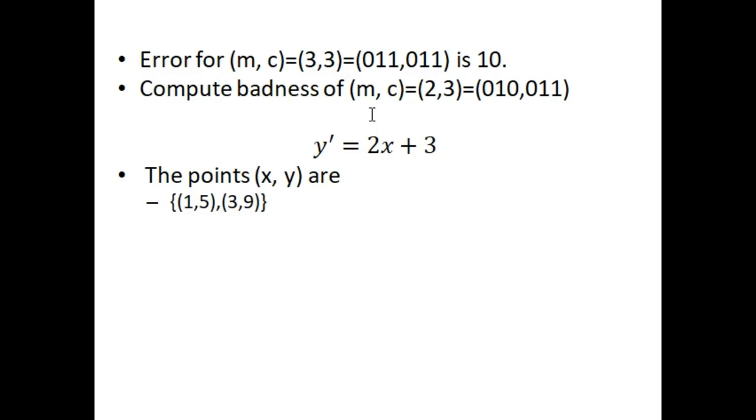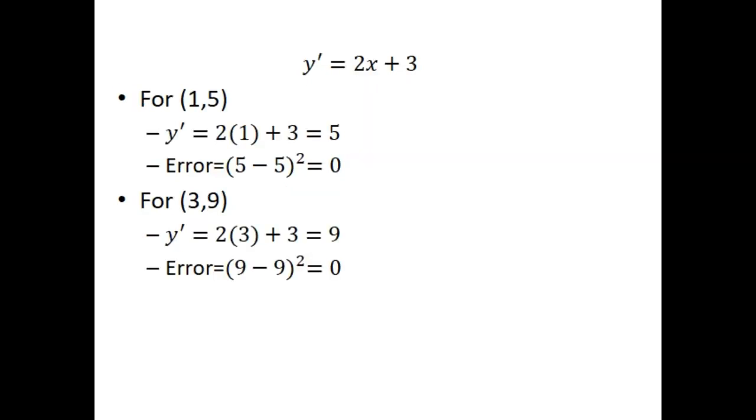So now I will compute the badness for 2, 3. So the chromosomes are 0, 1, 0, 1, 0, 1, 1. So I just put these two values in this equation. So the predicted y will become mx plus c. Now m is equal to 2 and c is equal to 3. Y prime is equal to 2x plus 3. So now I will predict the value of y for these data points. So just look at the next slide.